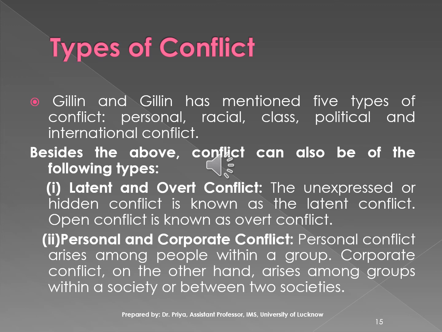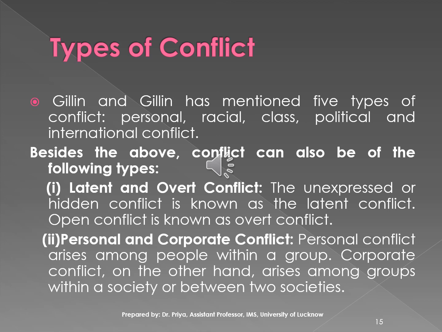Besides the above, conflict can also be of the following types. The first one is latent and overt type. Sometimes individuals or a group do not want to express their feeling of conflict due to some reason. The unexpressed or the hidden conflict is known as a latent conflict. And when the individual or a group feel bold enough to take advantage of a particular situation, they express their feeling of conflict openly. And such open conflict is known as an overt conflict.